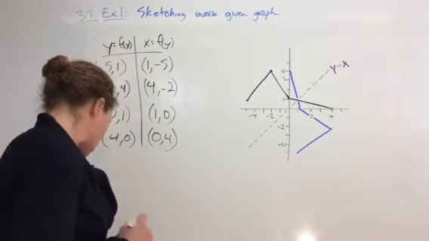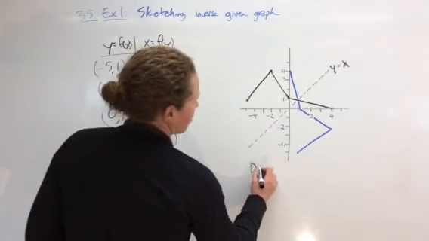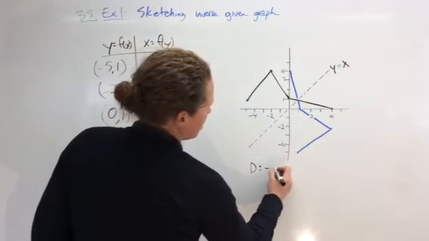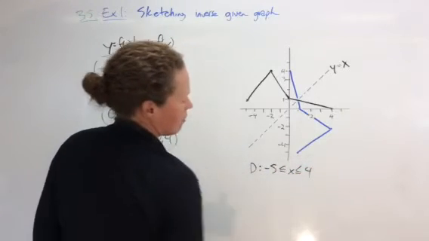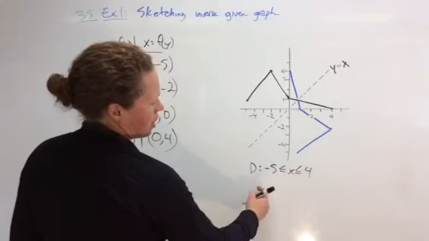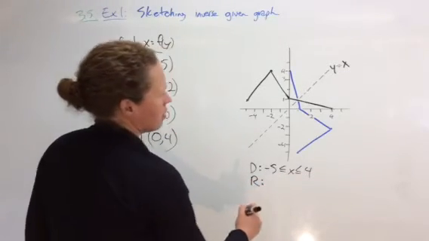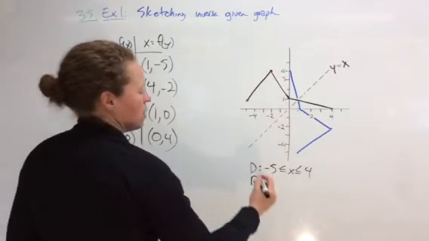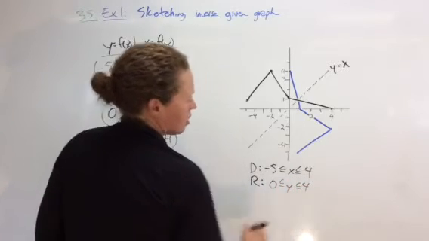So if I look at the domain and range for the first one, the domain for this guy goes from negative 5 to 4. So x is in between negative 5 and 4. It means it's greater than or equal to negative 5, less than or equal to 4. And the range for that one, this way, goes from 0 up to 4. So y is in between 0 and 4.